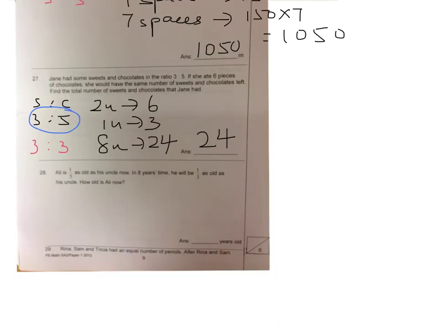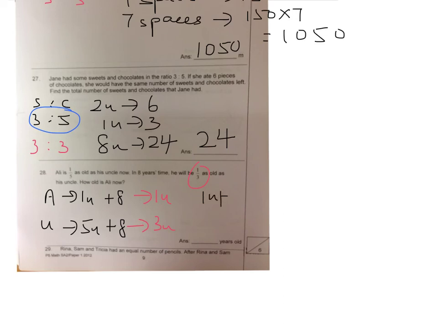Okay, question 28. Ali is 1/5 as old as his uncle now. So Ali, uncle, 1 unit, uncle will be 5 units. In 8 years time, he will be 1/3 as old as his uncle. So in 8 years time, both of them will be plus 8 and plus 8, right? And you know that this is actually equals to 1 unit, or this is actually equals to 3 units, because they say it's 1/3 as old. How old is Ali now?